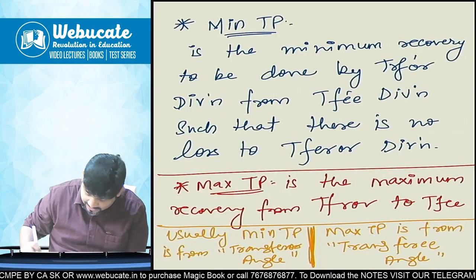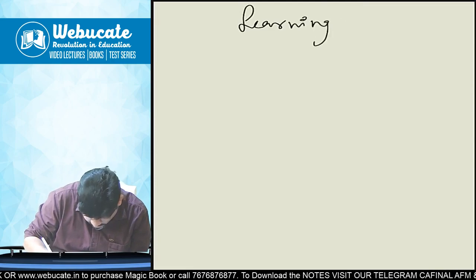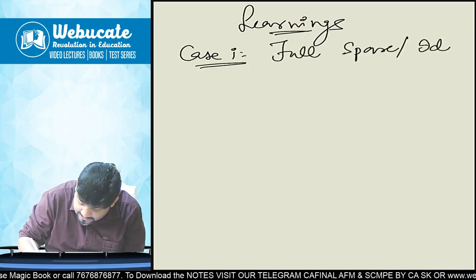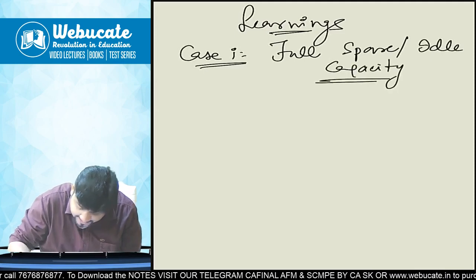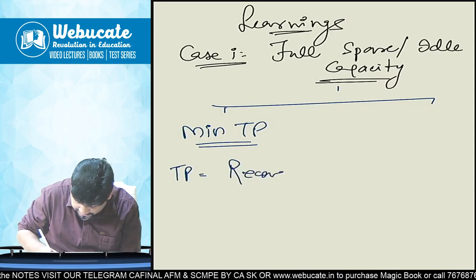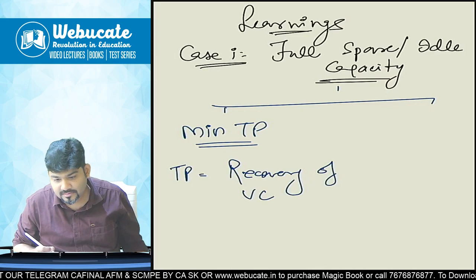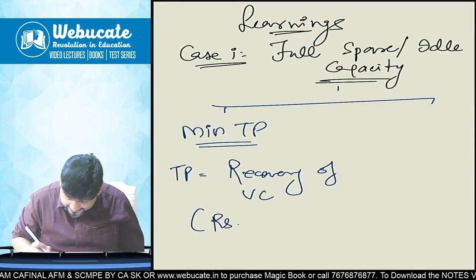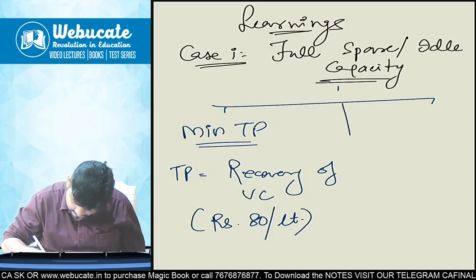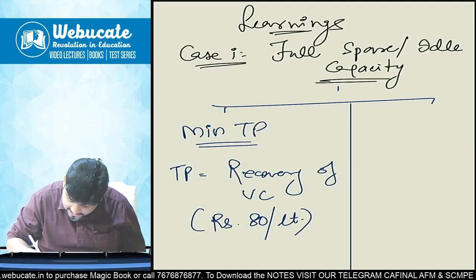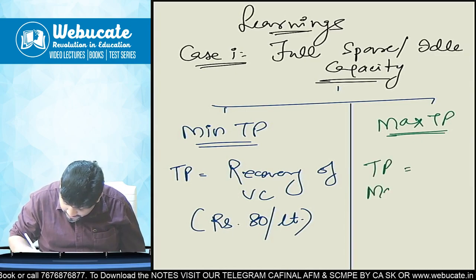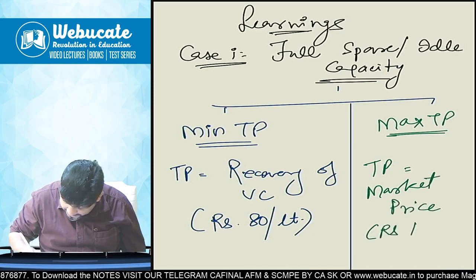Now, what is the learning from this, the learnings from case one? What concept did we understand? That when there is full spare or idle capacity, we can have two prices. One, the minimum transfer price, which will be recovery of variable cost, rupees 80 per liter. This is the minimum that we are going to charge. And the second is the max transfer price. How much will that be? Maximum will be the market price, which will be rupees 100 per liter.